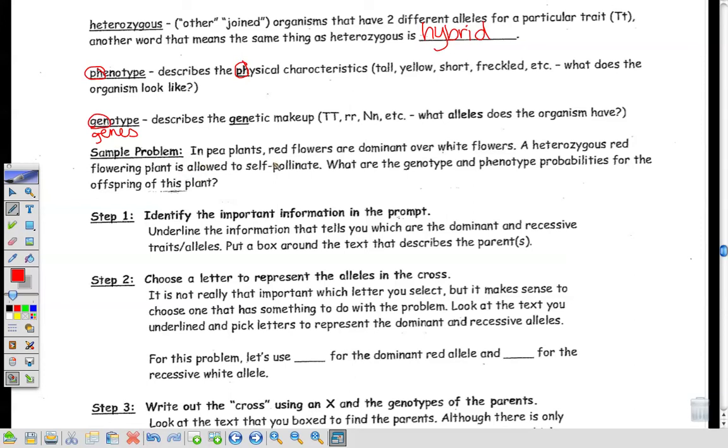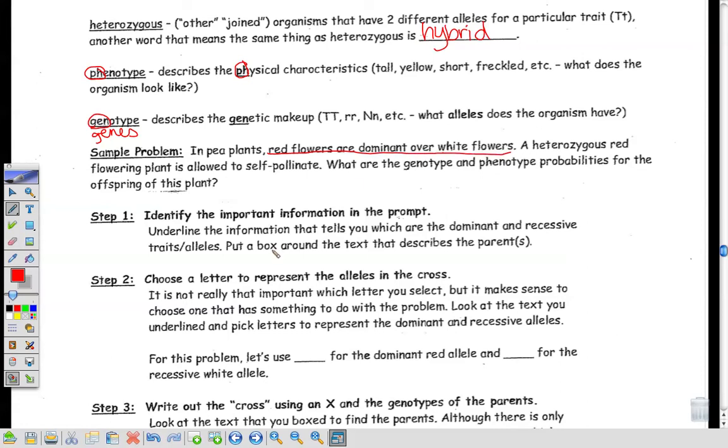So we have our sample problem. In pea plants, red flowers are dominant over white flowers. A heterozygous red flowering plant is allowed to self-pollinate. They ask what the genotype and phenotype probabilities are for the offspring of this plant. So step one, identify the important information in the prompt. They want you to underline the information that tells you dominant and recessive. So we have it right here. Red flowers are dominant over white flowers.